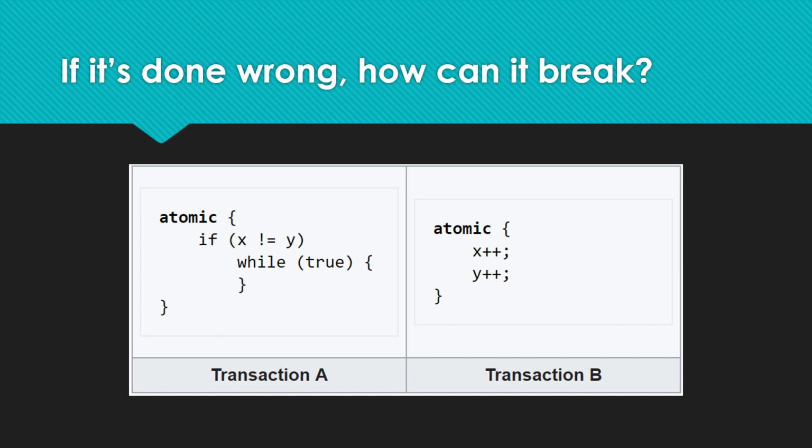So a good example of how this could be done wrong is shown below. If atomicity isn't satisfied, we can see on the right side that x and y should increment at the same time. If we assume that they started at the same value, that would mean that x and y would always be equivalent. However, if this is ever violated even for an instant, the code on the left side would then enter an infinite loop and the code would break.